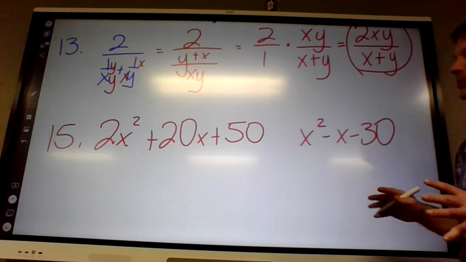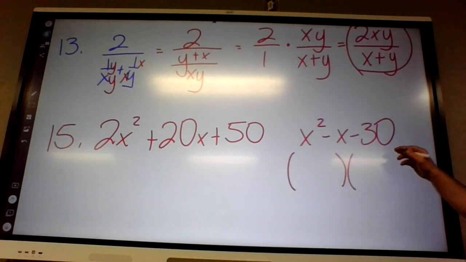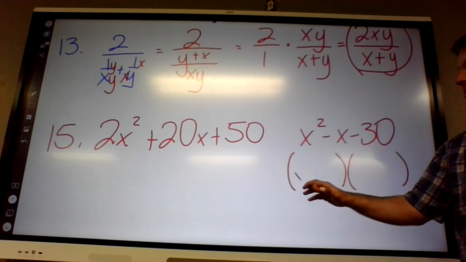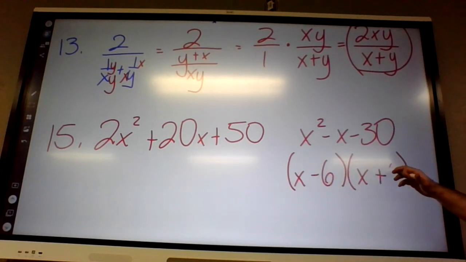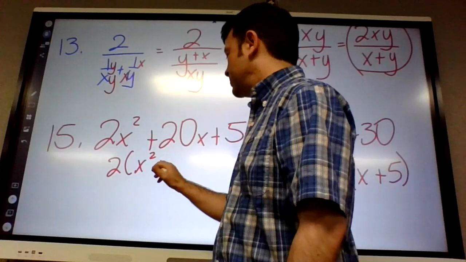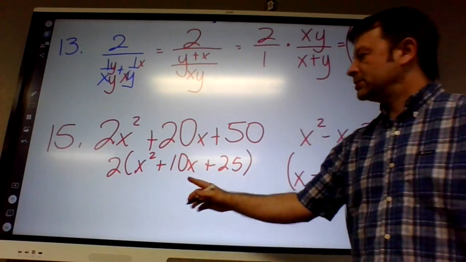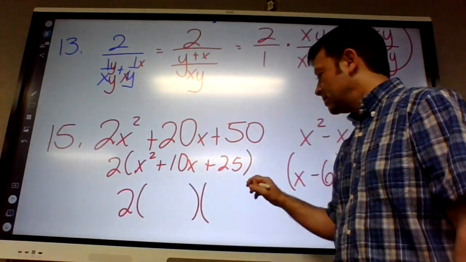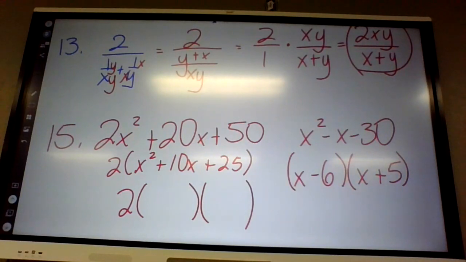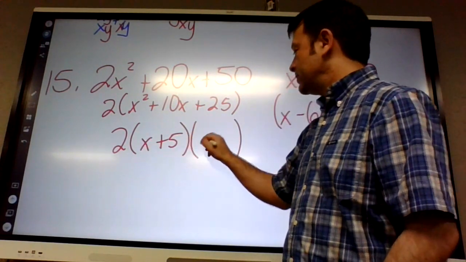Before we figure out what they both multiply into, we kind of need to figure out what they're both made of. So that means we need to factor. So what goes into negative 30 that adds up to negative 1? Negative 6 and 5. What should we do first on the left? Take out a 2. And if I divide all these by 2, I get that. And does that parentheses factor again? What goes into 25 that adds up to 10? 5. So we got a 5 and a 5.